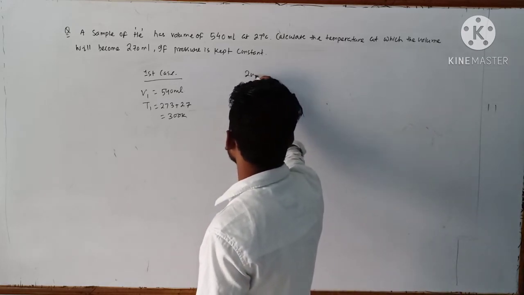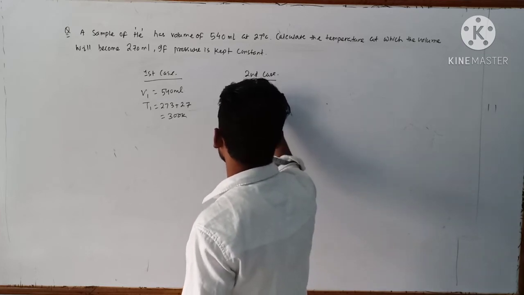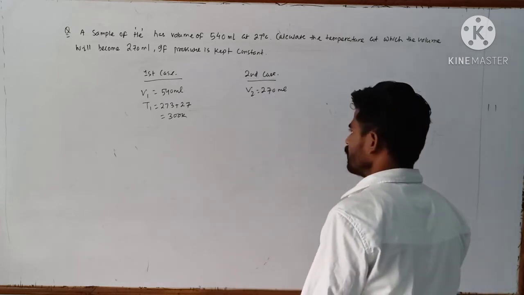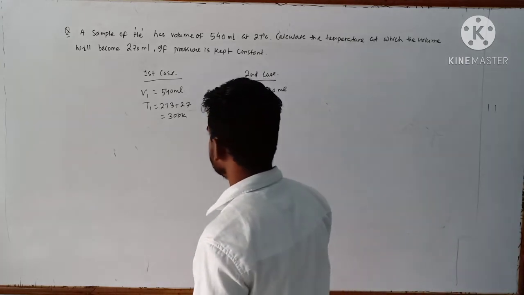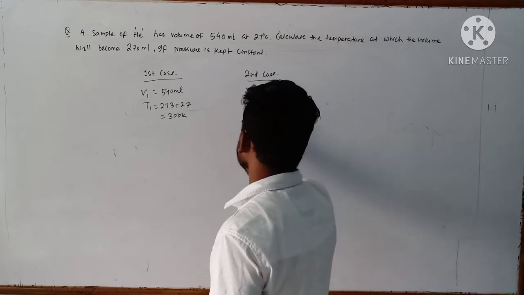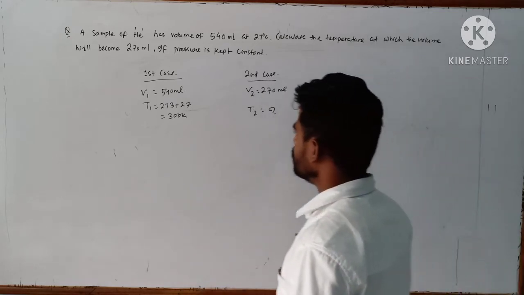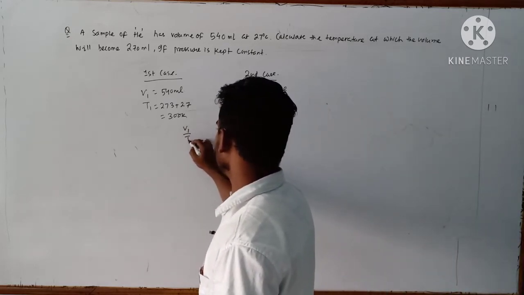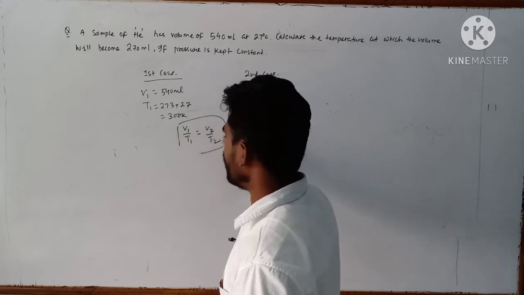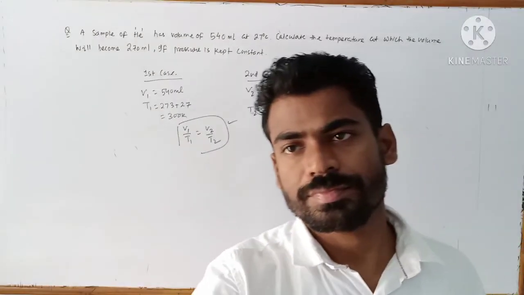the second case, so V2 is given as 270 ml. If pressure is constant, pressure constant means you can know the relationship between volume and temperature. Then T2 is equal to how much? Calculate the temperature. It's easy. You just apply the formula V1 by T1 is equal to V2 by T2. Apply this formula and calculate T2. Answer will be there. Okay.